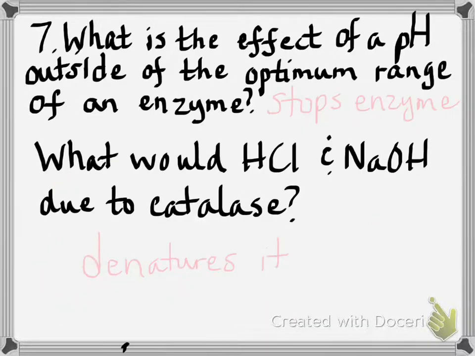Thank you. Okay, number 7, what's the effect of a pH outside the optimum range of an enzyme? So that means a pH way higher than its optimum or way lower than its optimum. And I put that it'll stop the enzyme. Why will it stop the enzyme at this high or low pH? Because it causes it to denature. Diamond's correct, because a high pH or a low pH will cause the enzyme to denature. So I put that it stops the enzyme.